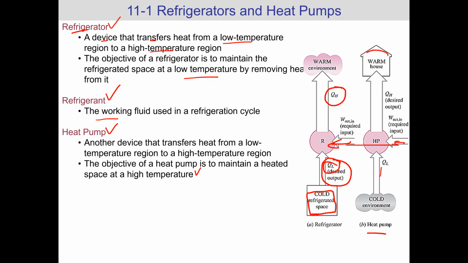But in this case, for example, if the heat pump is trying to heat the house, the desired output would be the heat being rejected from the cycle to the hot space, whereas the desired output of the refrigerator is going to be the heat removed from the cold space that goes into the cycle.